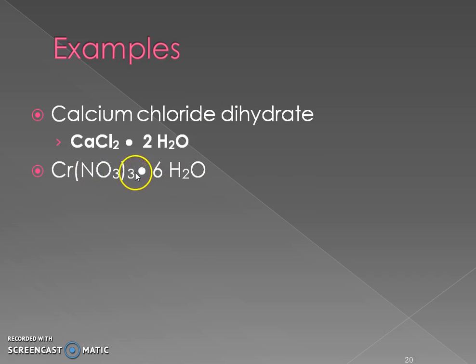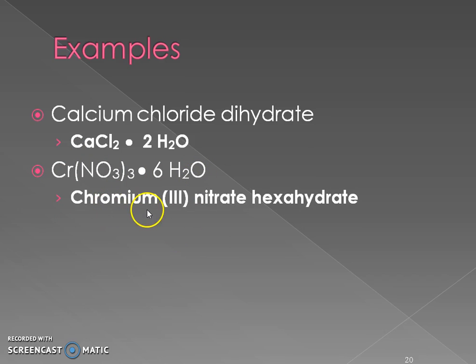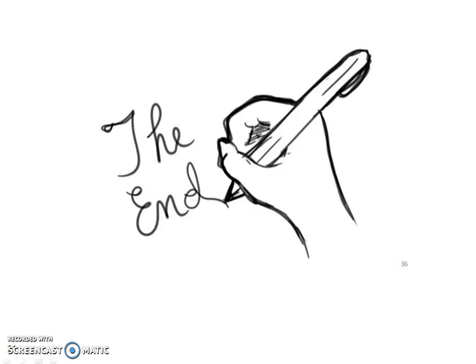So now let's go the other way. Chromium is a metal, and with the NO3, it is an ionic compound, and here we have 6 waters. So you're going to name the ionic compound. 6 is hexa. So here we go, chromium(III) nitrate, that's the ionic compound, and we have hexa because of the 6, hydrate because it's the water molecules.